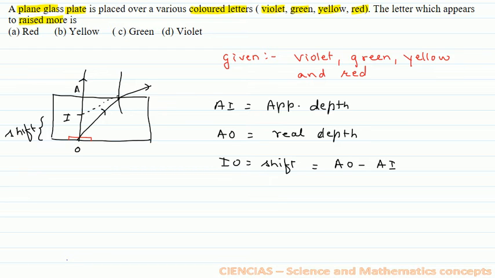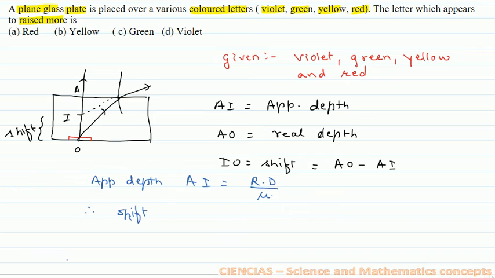Now we see what formula to be used for apparent depth. Apparent depth AI is equal to real depth upon refractive index. Therefore, shift will be equal to real depth minus real depth upon refractive index, which is equal to real depth into 1 minus 1 upon mu. Now we see the solution for this question.